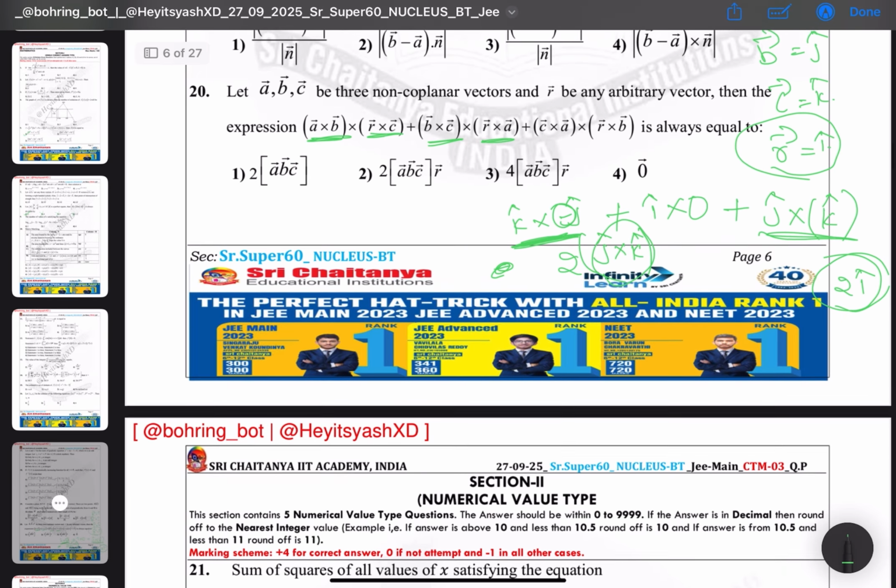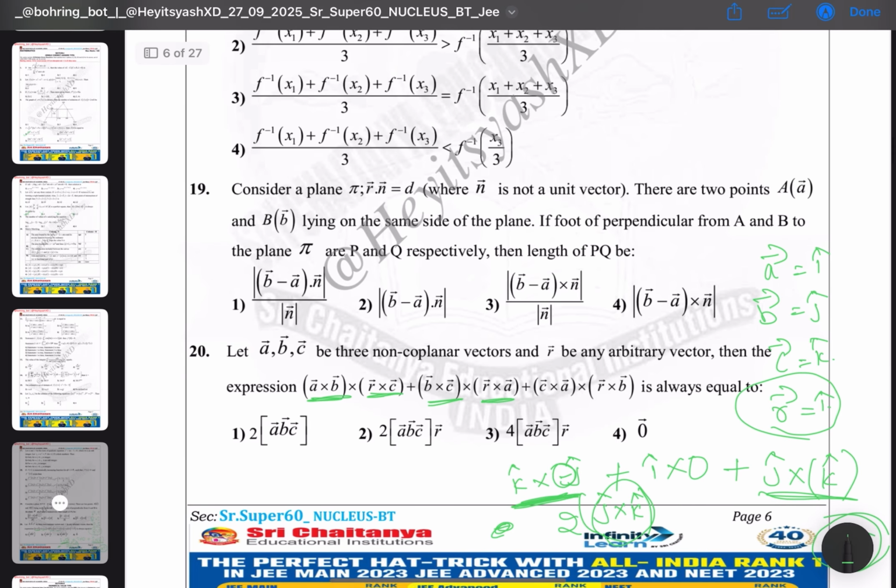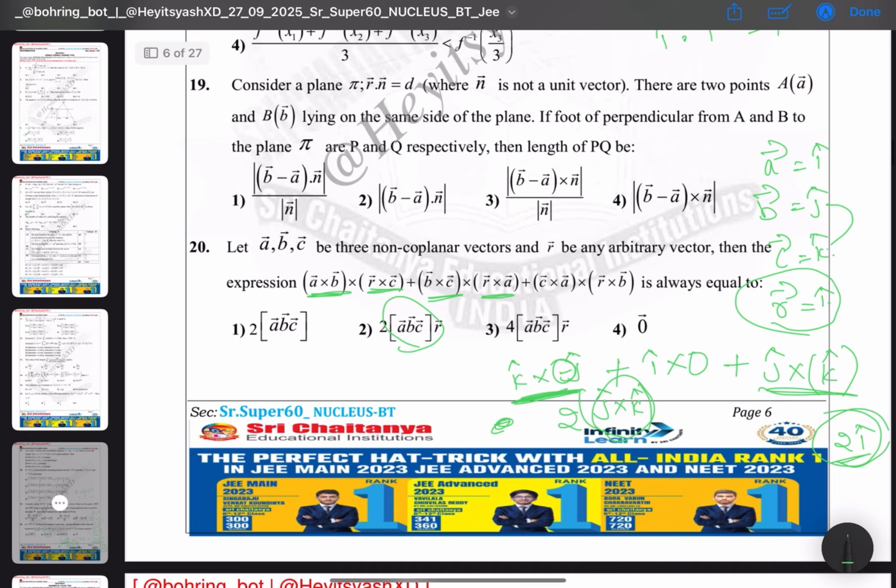Now we'll do one thing. We'll find box of ABC. So box of ABC is a bar dot b bar cross c bar. Correct? Here b is j, c is k. So this is i bar dot j cross k, which is i dot i, that is 1. So this is simply 1. So here we got 2i, which is nothing but 2r bar, and so this is the correct option.